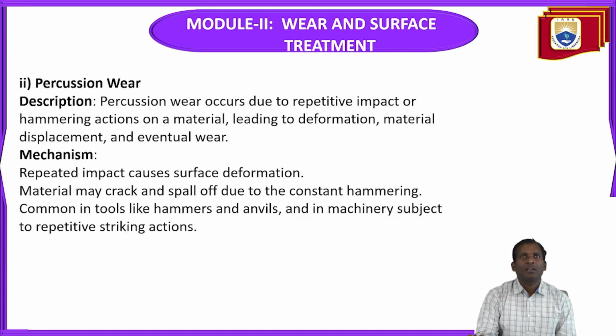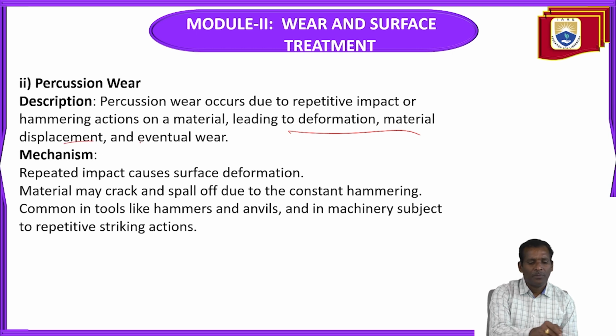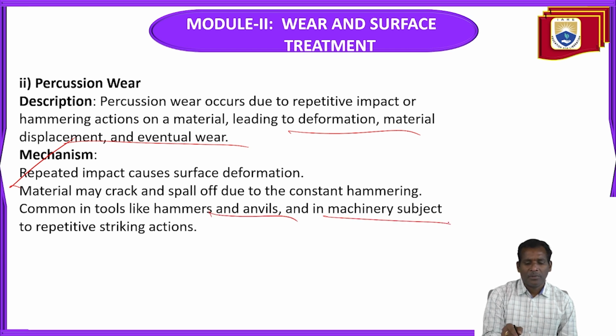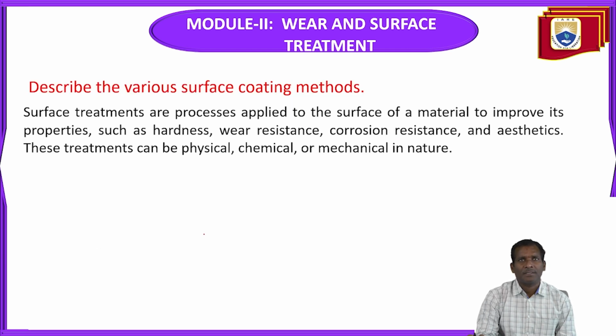So percussion wear. The description is: percussion wear occurs due to repetitive impact or hammering actions on a material. So this is the cyclic load leading to deformation, material displacement, and eventual wear. The mechanism is repeated impact causes surface deformation. So the material may crack and spall off due to the constant hammering. This type of wear commonly occurs in hammers and anvils, in machinery subjected to repetitive striking actions.